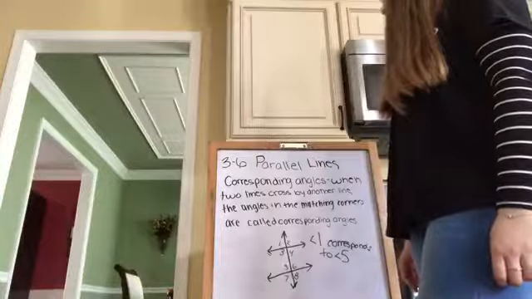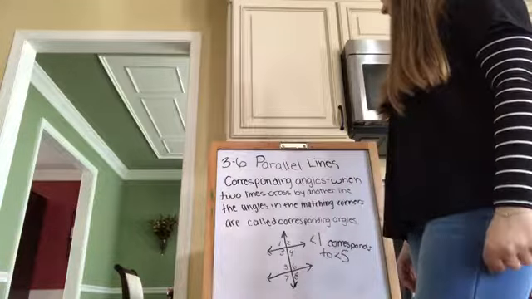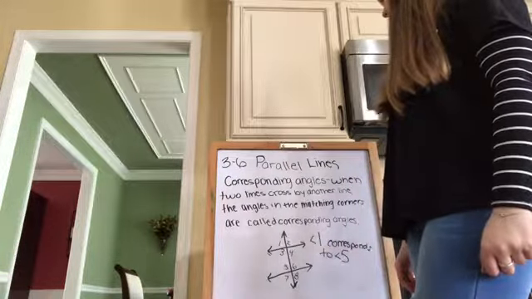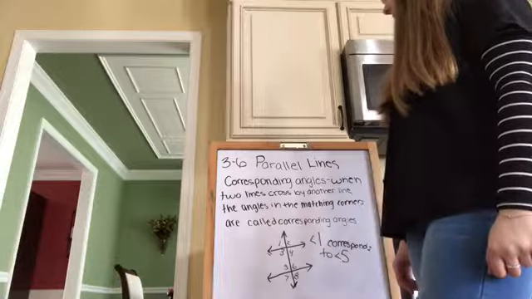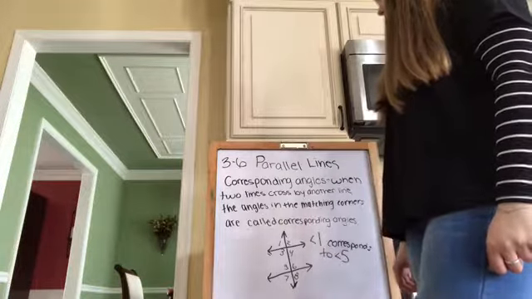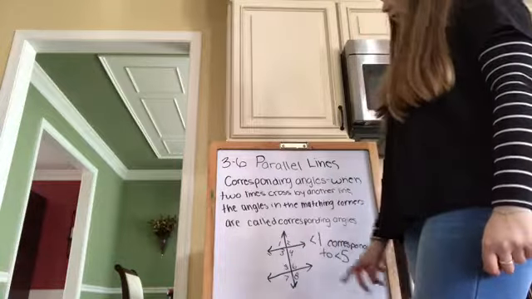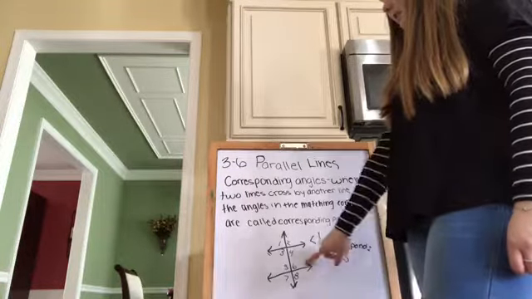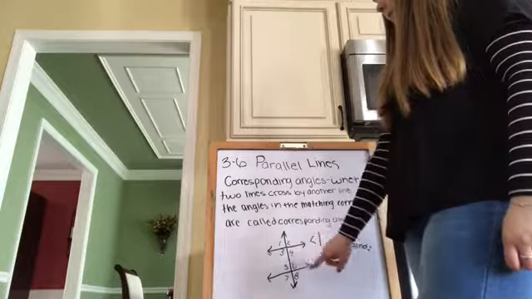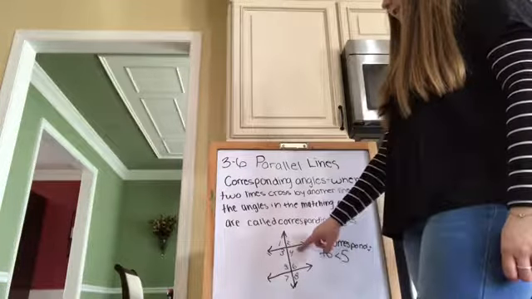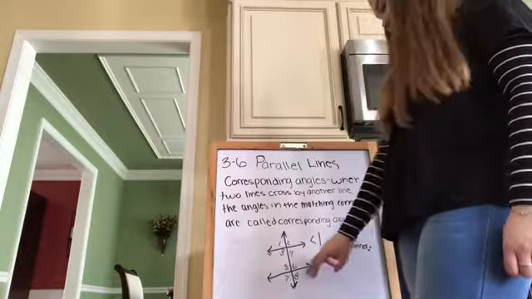So corresponding angles are when two lines are crossed by another line. The angles in the matching corners are called corresponding angles. For example, we have angle 1 is corresponding to angle 5, just like how angle 2 is corresponding to angle 6, and how angle 3 corresponds to angle 7, and angle 4 corresponds to angle 8.